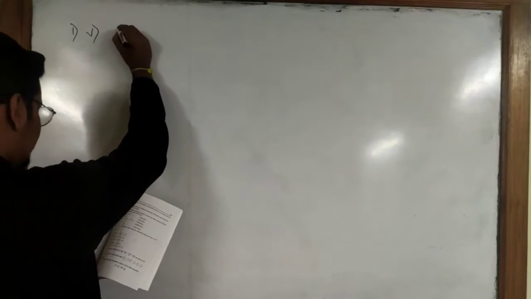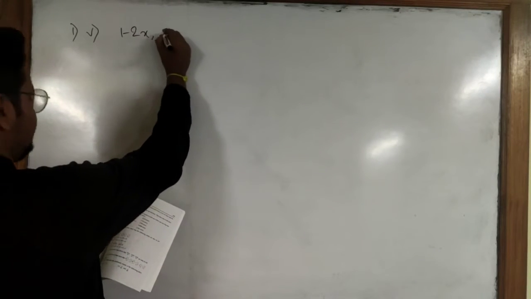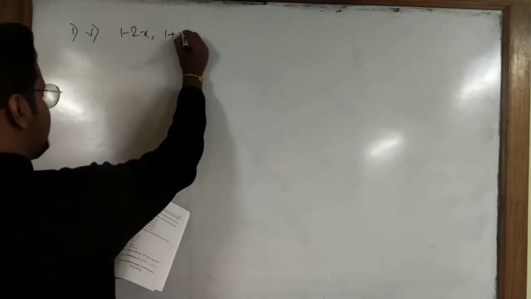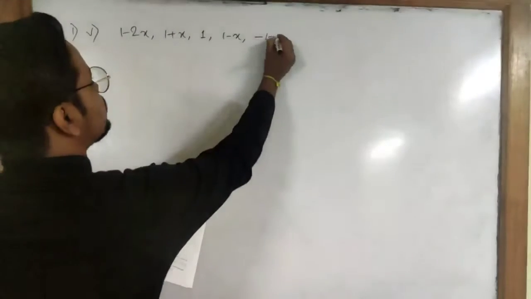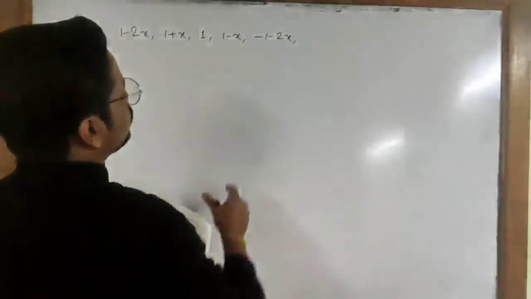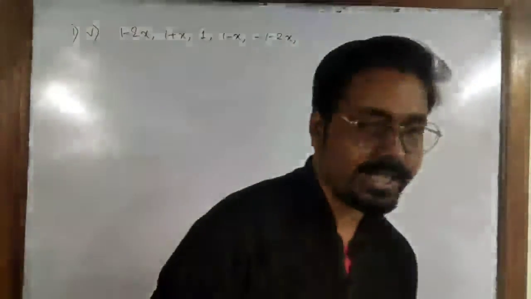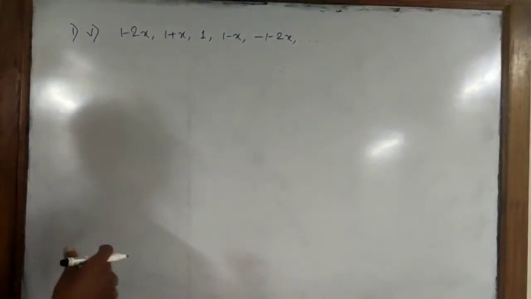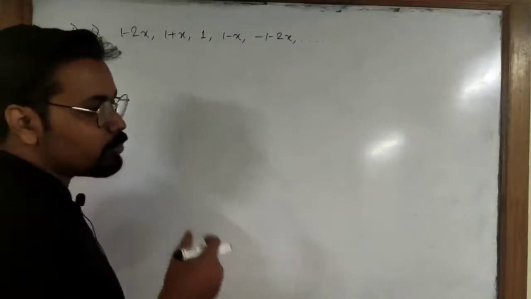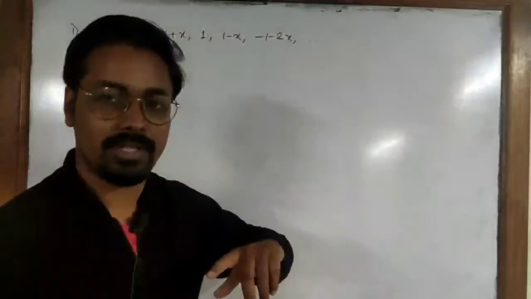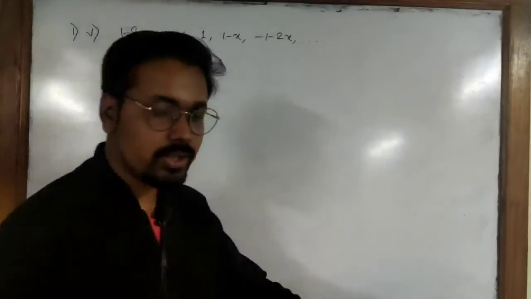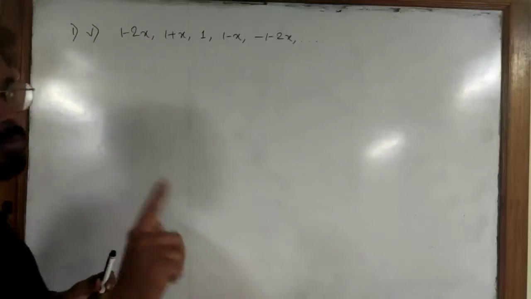In question number 5, the terms given are 1 minus 2x, 1 plus x, 1, 1 minus x, minus 1 minus 2x, and so on. So you have to tell whether this is an AP or not. So what we do here, if we have to prove that a given sequence is in AP, we have to show that the difference between every two consecutive terms is same. That means they have a common difference. So let's try and see whether they have a common difference or not.